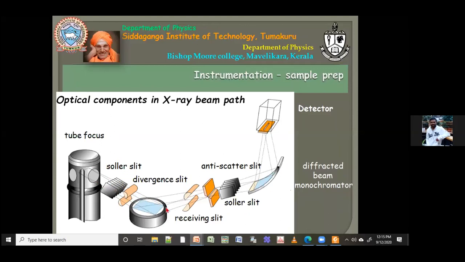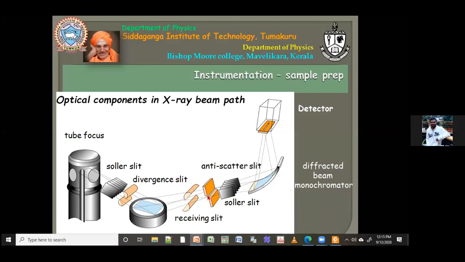If it is falling on the sample holder, then you'll get a signal also from the sample holder, which will normally be some quartz or stainless steel. Okay, so you want to avoid that. So what you do is, you restrict that beam only up to your sample. That is why you use what we call divergence slits. Same thing for the other one.